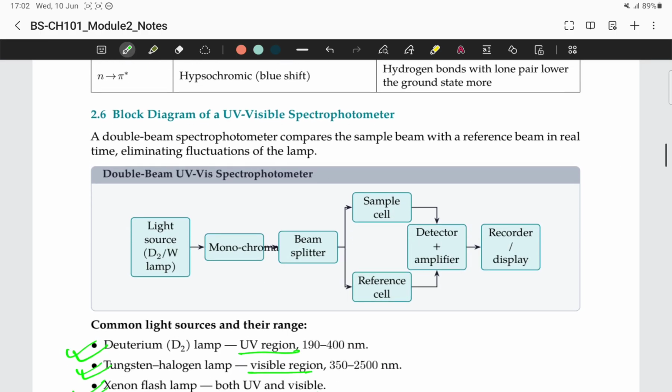To wrap up, I think your high-yield exam keys are already covered in it. Please go through Beer-Lambert's law, numericals, and the difference between chromophore and auxochrome, and then bathochromic shift and hypsochromic shift. Just wait for lecture 3, where I will be covering the fluorescence part, and I hope you will get all the insight from it.